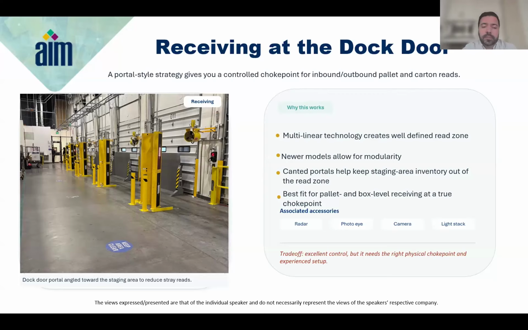So the trade-off, right, is excellent control, really tight, dedicated read zone, but it does need the right physical choke point to make this actually work well, and you do need experts to set it up. These are not feasible for back of house operations like cycle counting, anything like that. These are really dedicated to the dock doors.